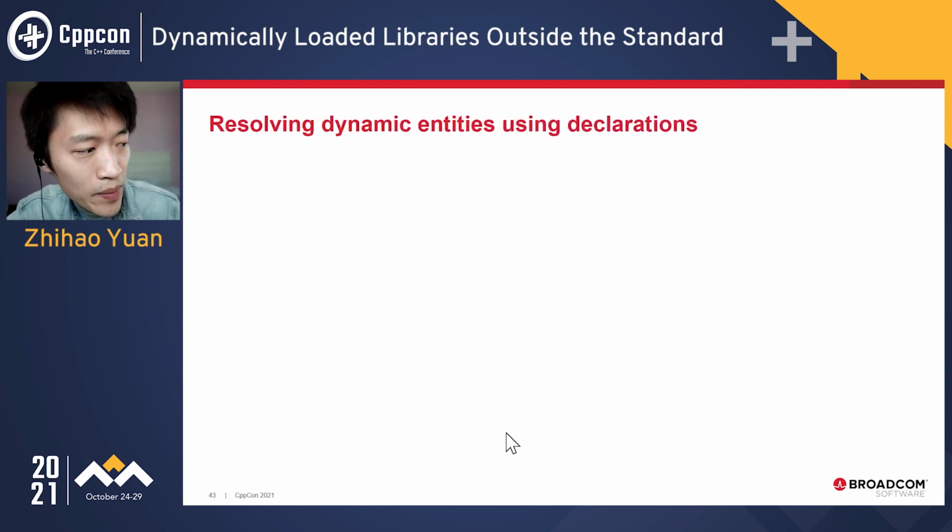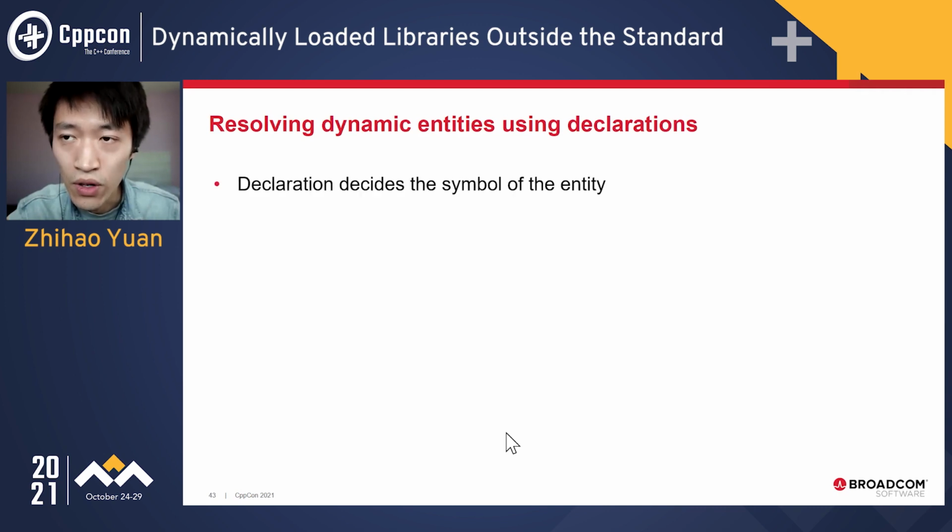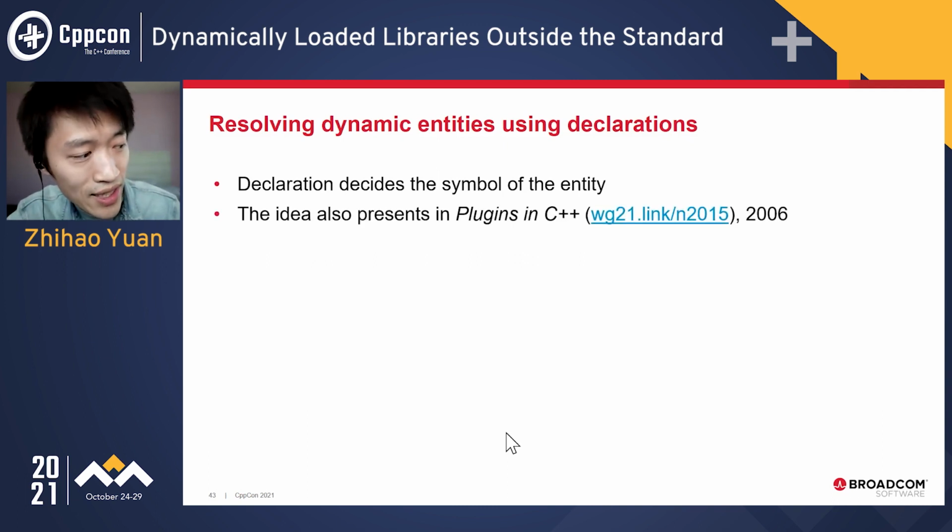Resolving dynamic entities using declarations has lots of benefits because a declaration decides the symbol of the entity. It includes everything that can possibly affect name mangling: name, type, language linkage, attributes, and potentially vendor-specific extensions such as ABI tags. The idea is not new. It also presents in a 2006 paper.